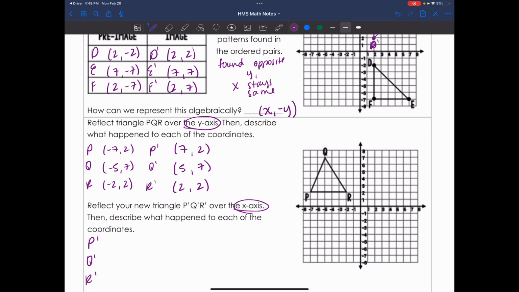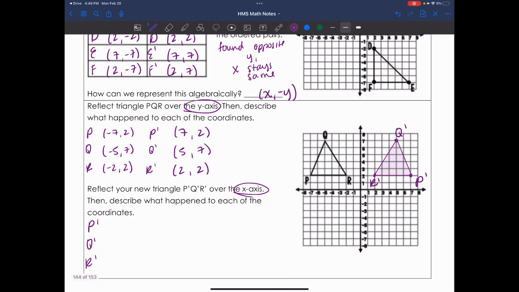I'm reflecting over the y-axis, so all of this should be in the first quadrant. 7, 2, got it. 5, 7, got it. And 2, 2, got it. All right, and this is P prime, R prime, and Q prime. All right, now I'm reflecting your new triangle, P prime, Q prime, R prime, over the x-axis, which means opposite of the y.